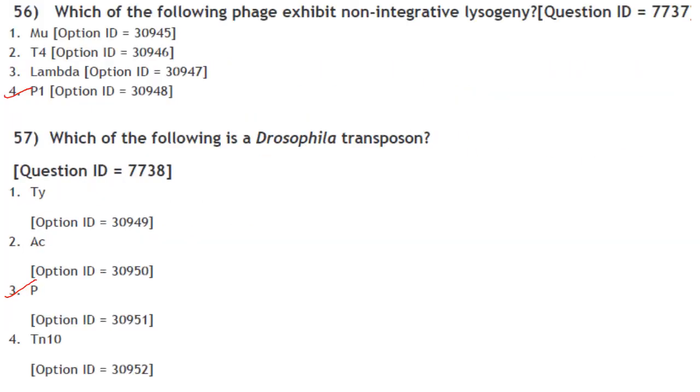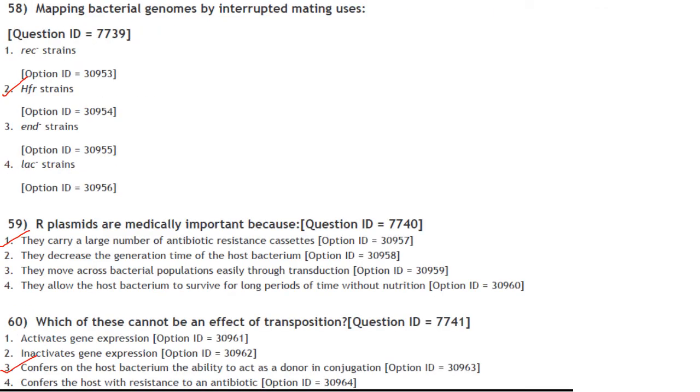Which of the following phages exhibit non-integrative lysogeny? It is P1. Answer is option 4. Which of the following is a Drosophila transposon? P element. That is a Drosophila transposon. Mapping bacterial genomes by interrupted mating uses Hfr strains. Answer is option 2.